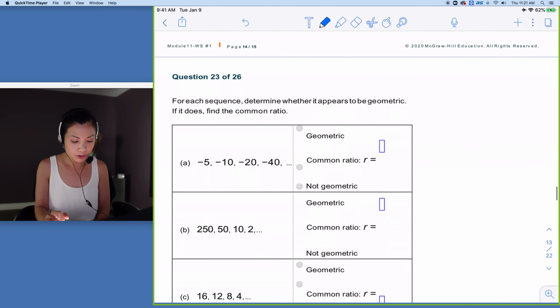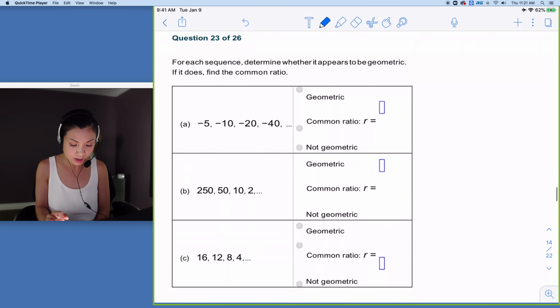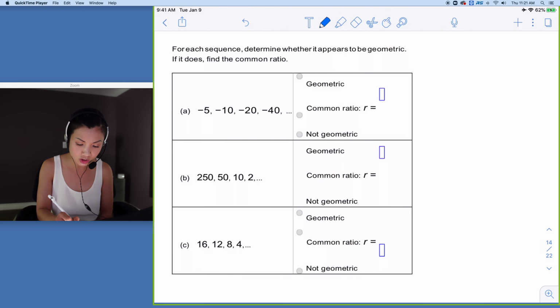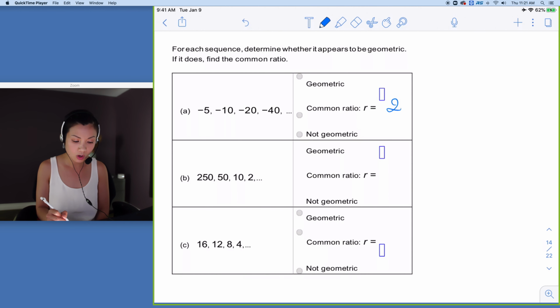All right, moving on to this one right here. They want you to determine whether we have geometric or not. So for geometric, we need the common ratio. Negative 5 to negative 10, we multiply by 2, multiply by 2, multiply by 2. We got it. So this one, in fact, is geometric, and r should be 2.